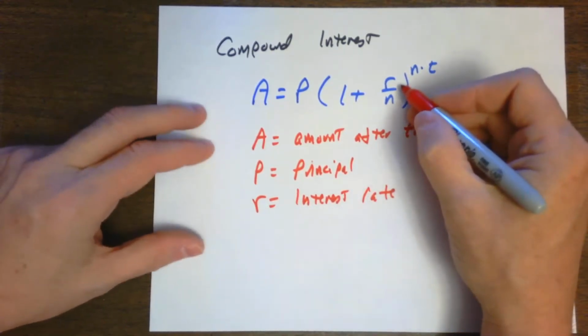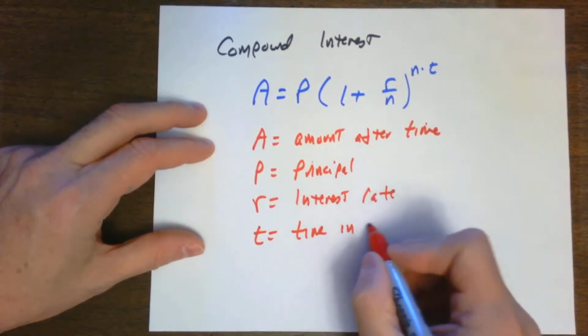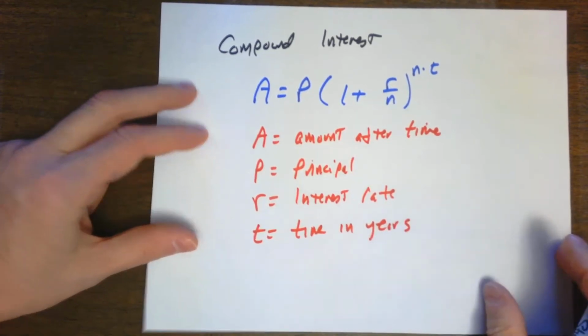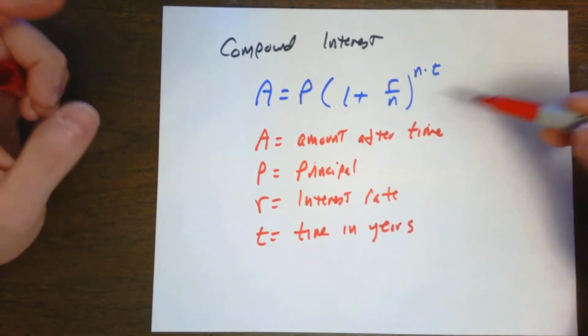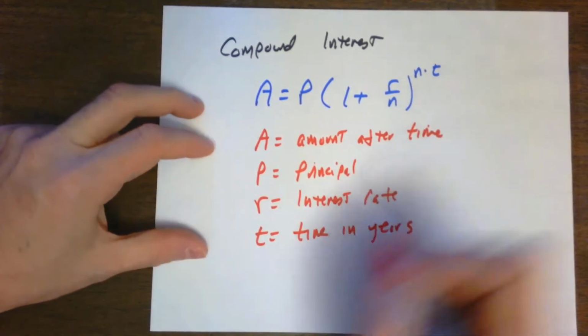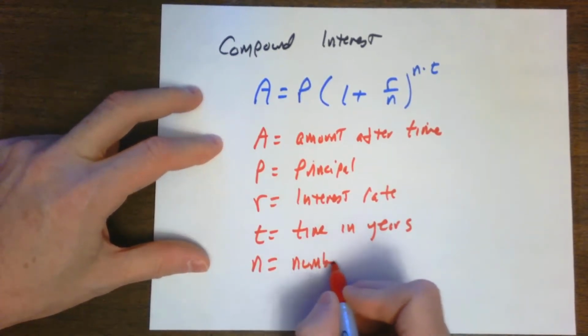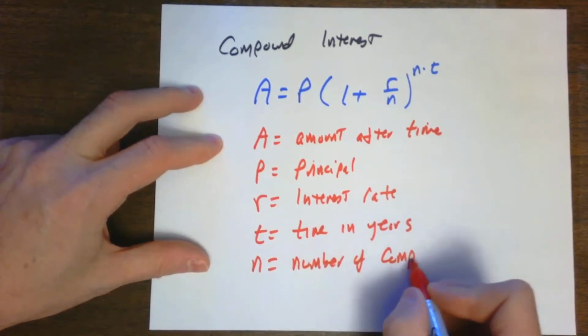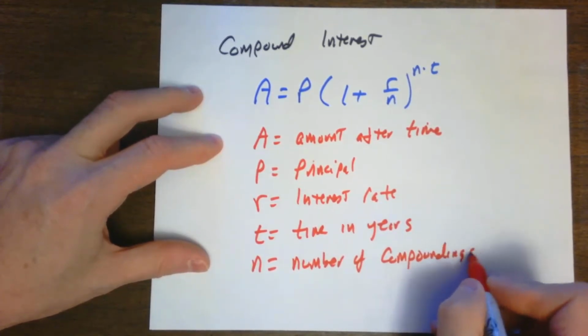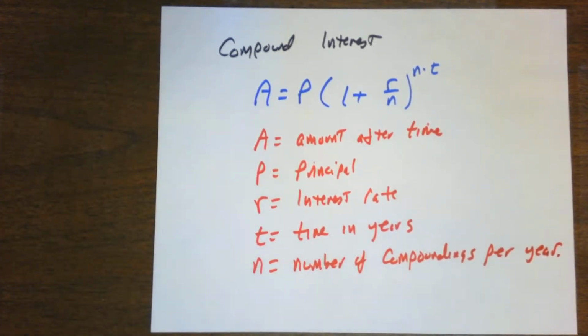And again, we have to put that in as a decimal. T is the time in years. You'll see a lot of these variables again and again in different formulas, and they always mean the same thing. The new one here is the N. What is the N? The N represents the number of compoundings per year. In other words, how many times are we calculating the interest in 1 year?